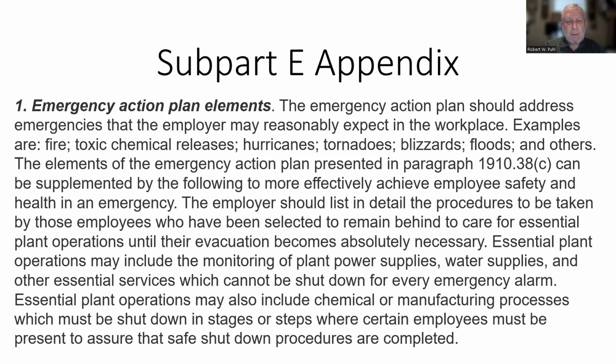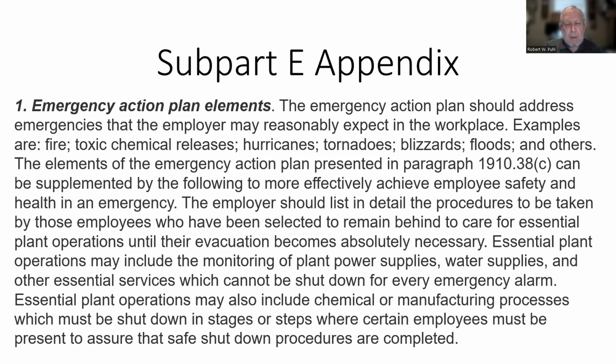The elements of the emergency action plan presented in paragraph 1910.38(c) can be supplemented by the following to more effectively achieve employee safety and health in an emergency. The employer should list in detail the procedures to be taken by those employees who have been selected to remain behind to care for essential plant operations until their evacuation becomes absolutely necessary. Essential plant operations may include the monitoring of power plant supplies, water supplies, and other essential services which cannot be shut down for every emergency alarm.